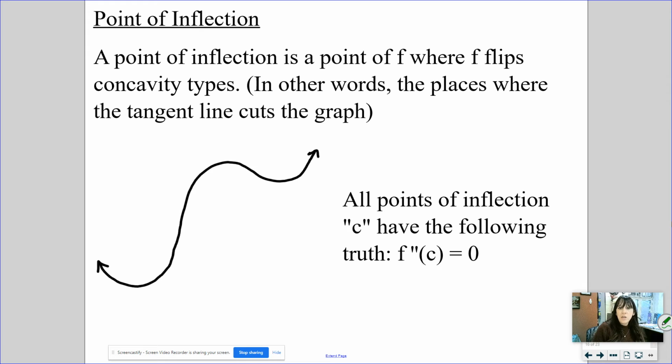So a point of inflection is a point where the function flips concavity types. So when you have a graph that goes from a bowl shape to an upside down bowl shape, that's called a point of inflection. So look at this one I just drew. We have a bowl shape here, that's concave up, and we have a concave down in this region. So wherever they start to flip and switch directions, switch concavity, that is called the point of inflection.